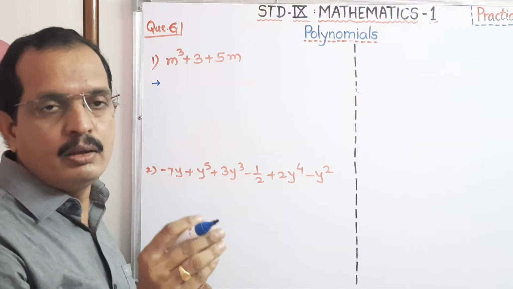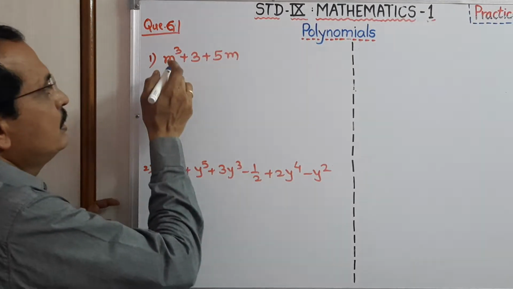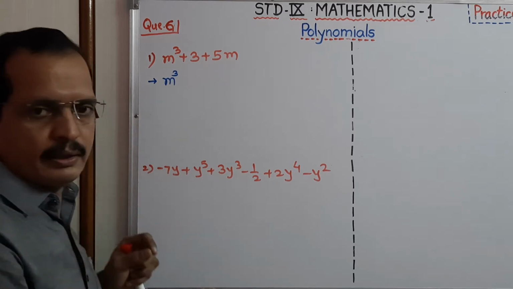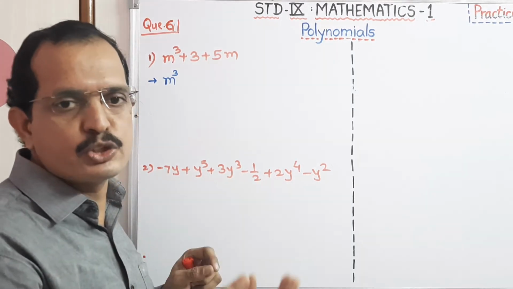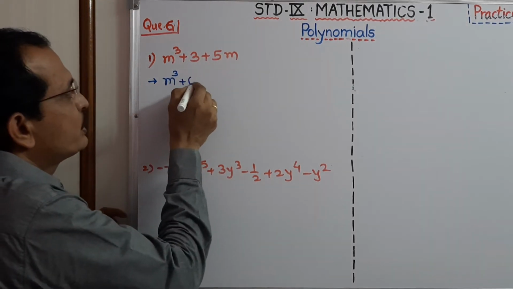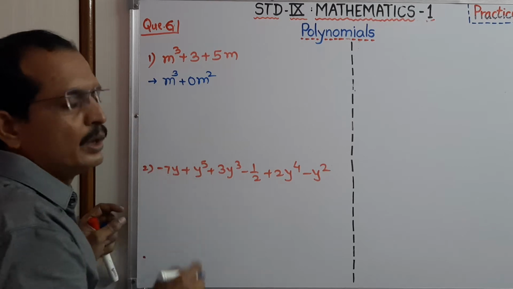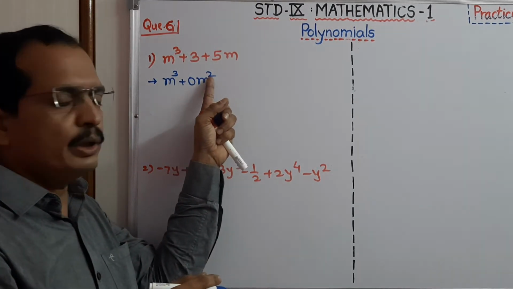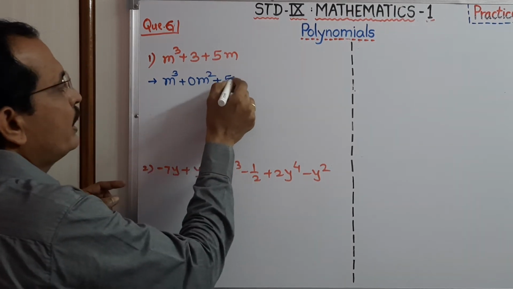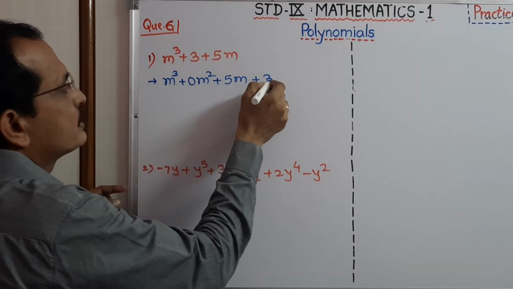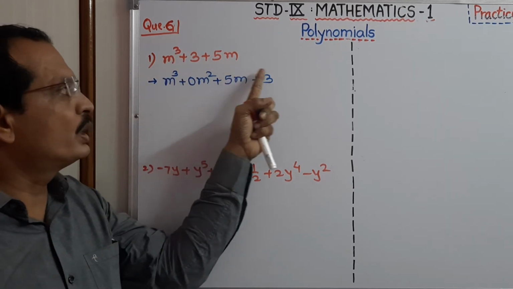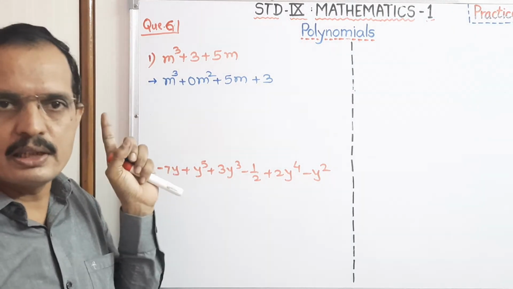We have to write first the term which has the maximum index, m cube. After that, the term of index 2 must be there. But the term of index 2 is not there, therefore we write 0m square. After index 2, we have to see the term of index 1. It is 5m plus 3. Dear student, degree is 3: 3, 2, 1, 0. This is the standard form.